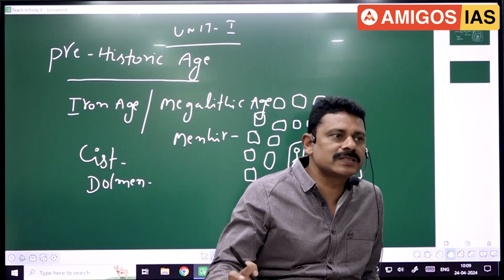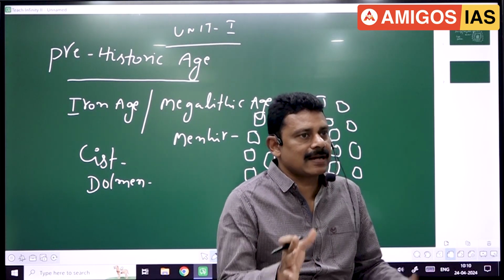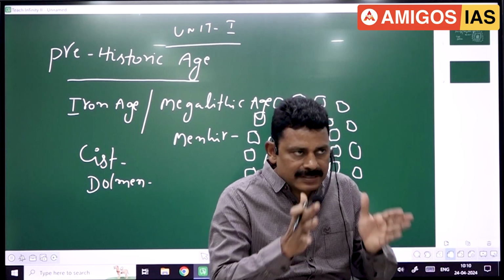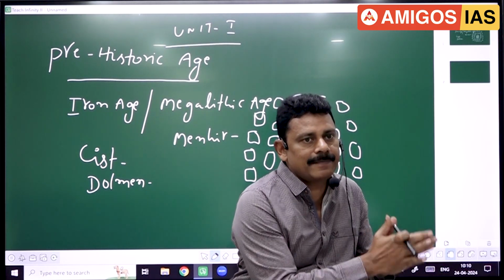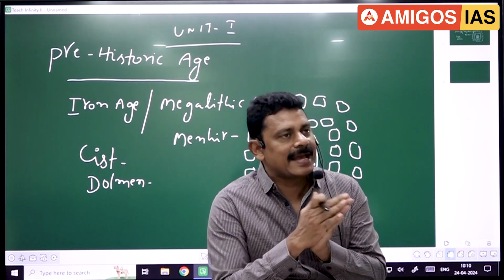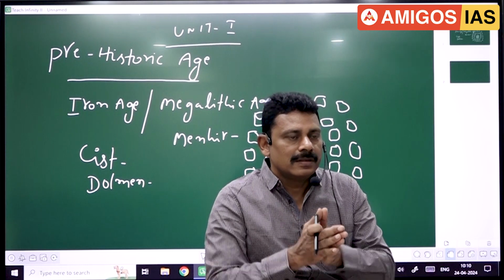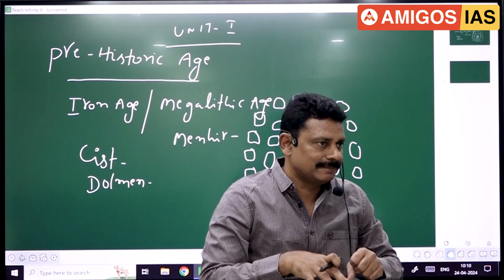They are similar to cyst. So what is a cyst? Cyst is a granite coffin which has been divided into two parts. One part is marked for the dead body, another part for the grave goods. So in the case of cyst, they bury the coffin under the earth.